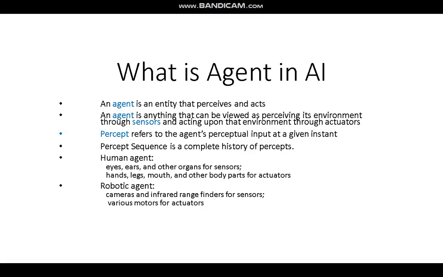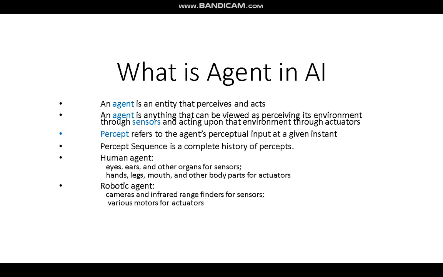What is an agent in AI? An agent is an entity that perceives and acts. An agent is anything that can be viewed as perceiving its environment through sensors and acting upon that environment through actuators. Percept refers to the agent's perceptual input at a given instant. Percept sequence is a complete history of percepts.